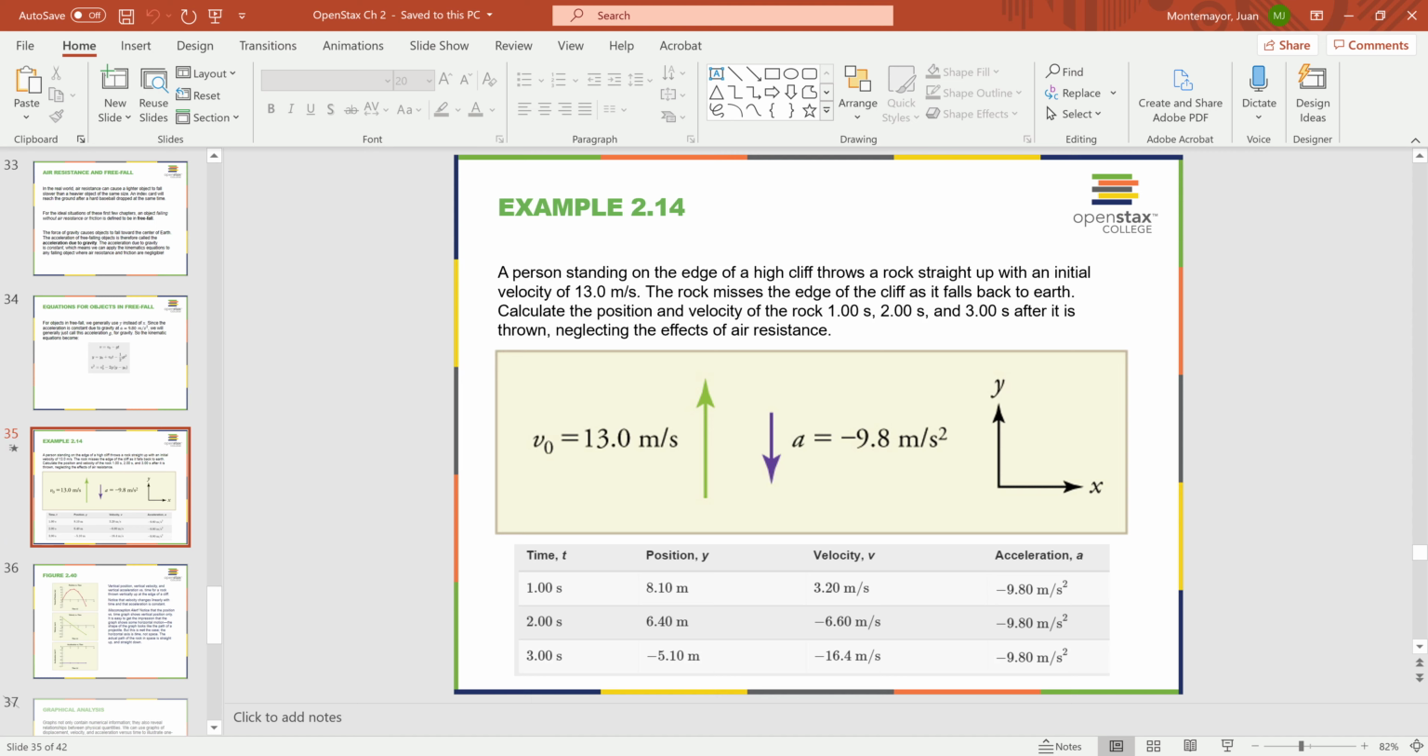So here, example 2.14: a person standing on the edge of a high cliff throws a rock straight up with an initial velocity of 13 meters per second. The rock misses the edge of the cliff as it falls back to Earth. Calculate the position and the velocity of the rock at 1 second, 2 seconds, and 3 seconds after it is thrown, neglecting the effects of air resistance.